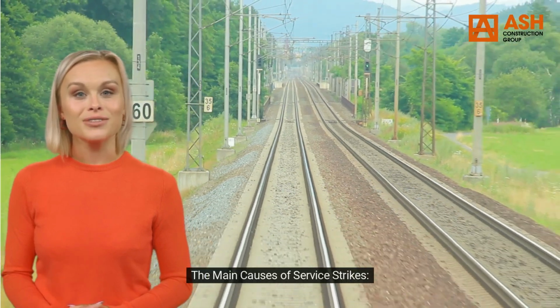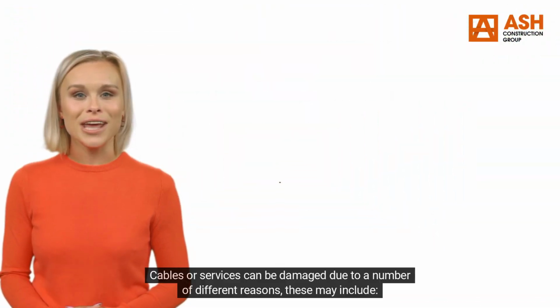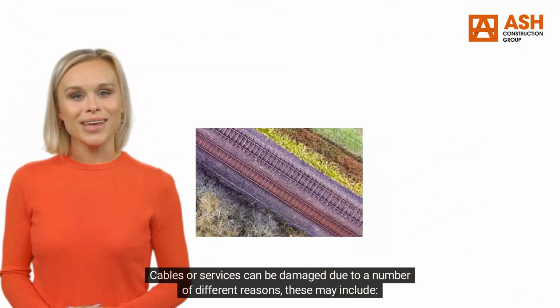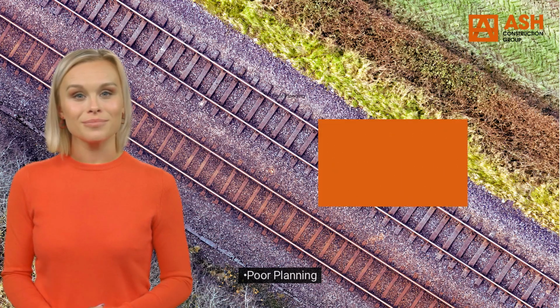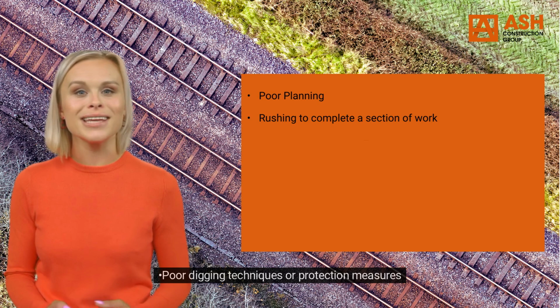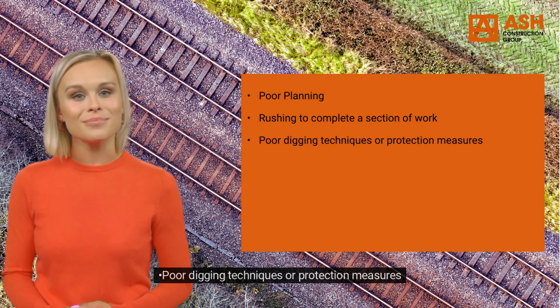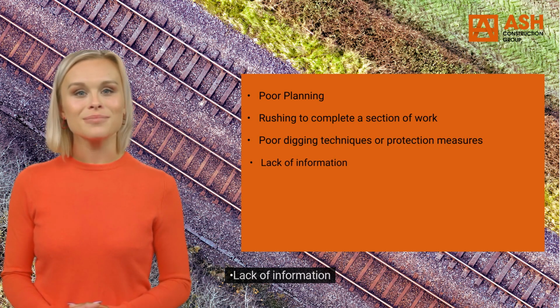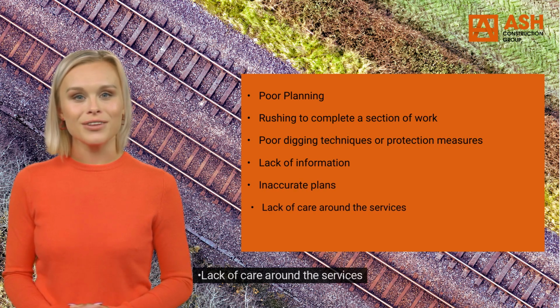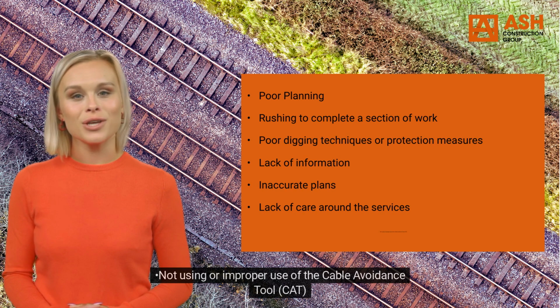The main causes of service strikes. Cables or services can be damaged due to a number of different reasons. These may include poor planning, rushing to complete a section of work, poor digging techniques or protection measures, lack of information, inaccurate plans, lack of care around the services, not using or improper use of the cable avoidance tool, CAT.